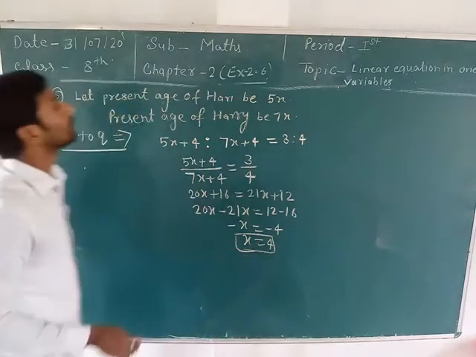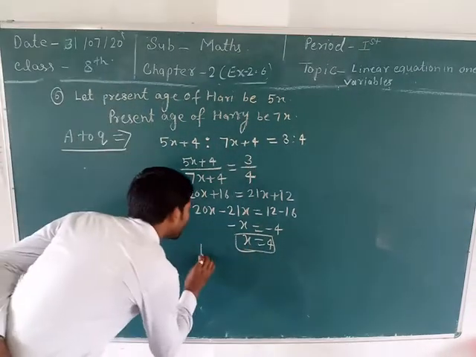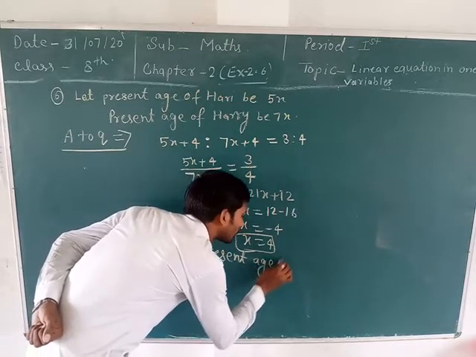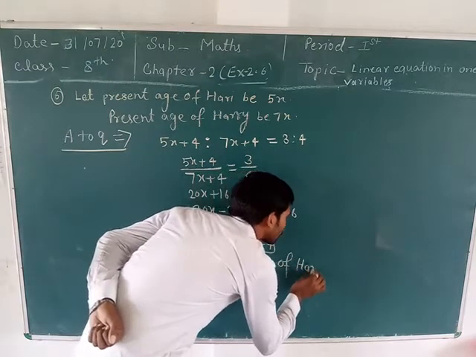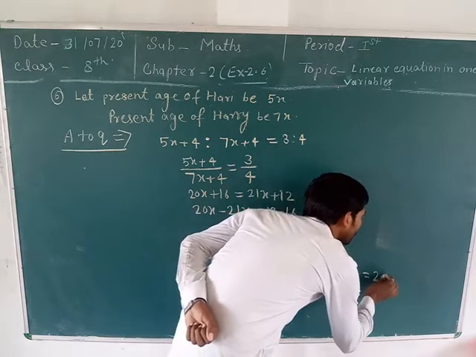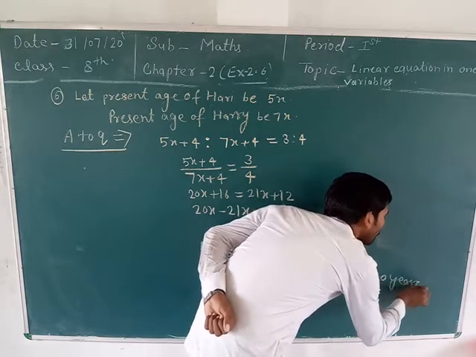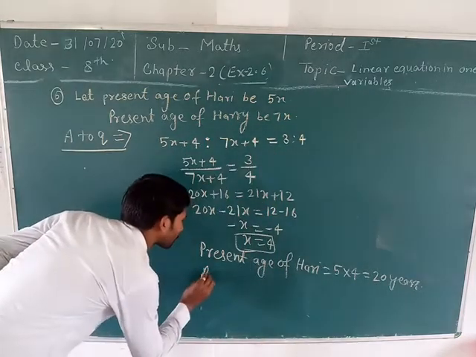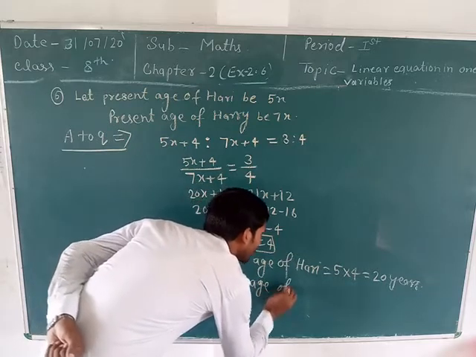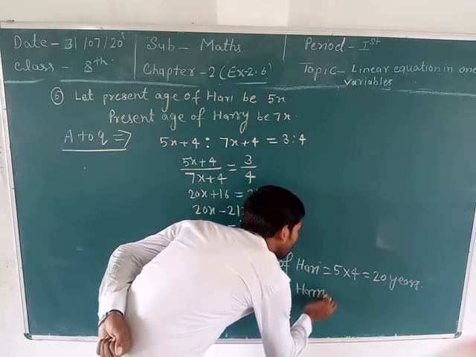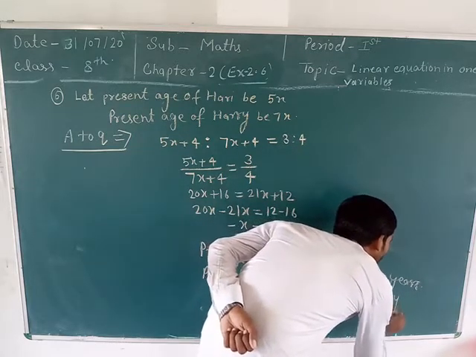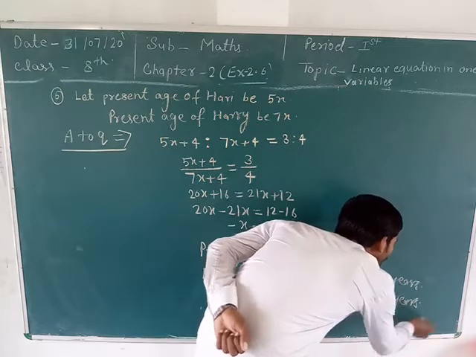Now we have to find the present ages. The present age of the first equal to 5x, means 5 into 4 equal to 20 years, and the present age of the second equal to 7x, means 7 into 4 equal to 28 years old. This is the answer of your question.